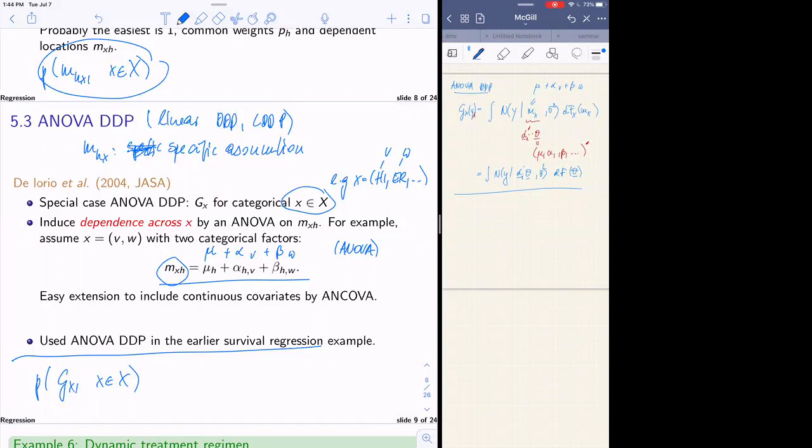And I would like to talk about one typical application of BNP to essentially causal inference. In the next example, we're going to use BNP, in the particular ANOVA DDP model. We are going to use it to adjust for the lack of randomization in a clinical study, which is a typical application of causal inference.